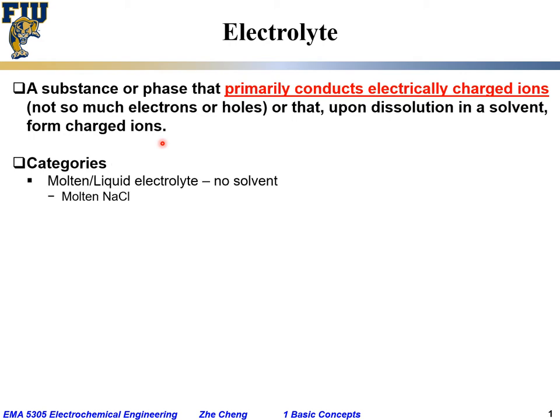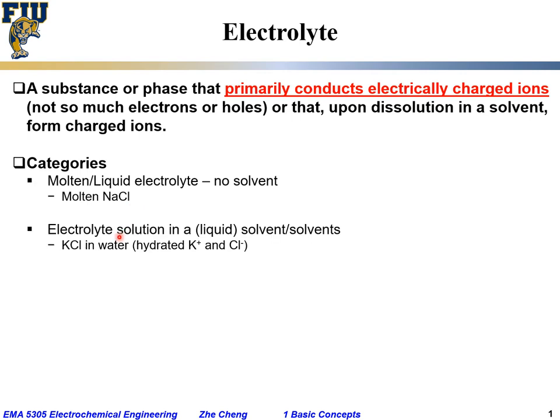So there are different categories. The first could be molten or liquid electrolyte. There would be no solvent involved, or no obvious solvent involved. The example could be molten sodium chloride, molten potassium chloride, or zinc chloride. These types of salt, when you heat them up to high enough temperature, become a liquid, and in that liquid there will be charged metal ions, sodium ion, as well as chlorine ion.